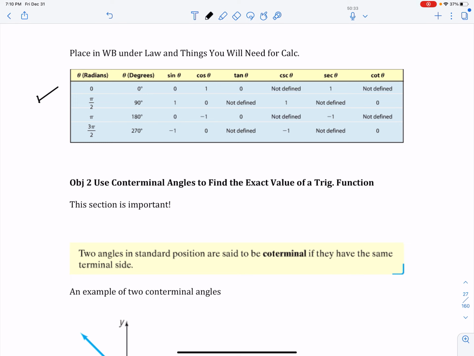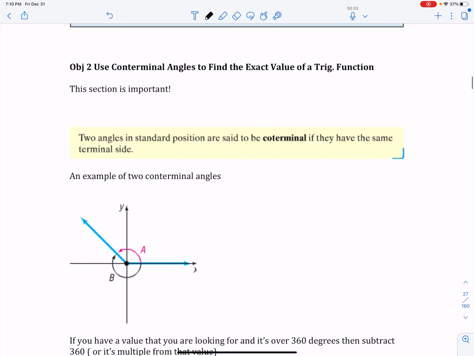And that brings us to objective number 2, using coterminal angles to find the exact value of the trig function. This section is very important because if you have the same terminal side, that means you have the same value. So two angles in standard position are said to be coterminal if they have the same terminal side. So if we look at this, angle A, which is a positive angle, its terminal side is right here in quadrant 2. And then we have angle B that's a negative angle, but its terminal side is the same position as angle A. So those two are said to be coterminal.